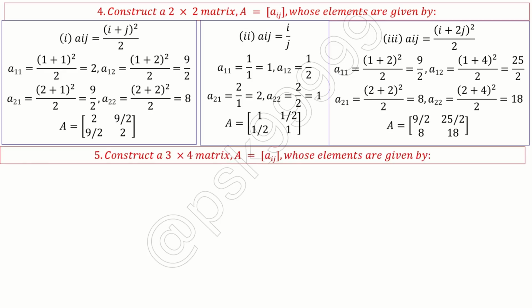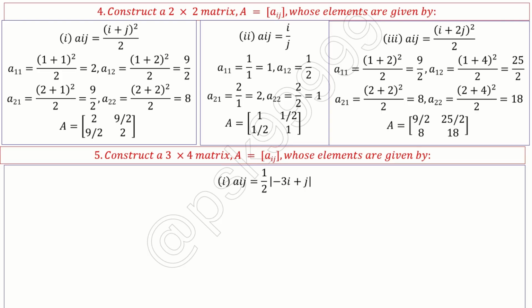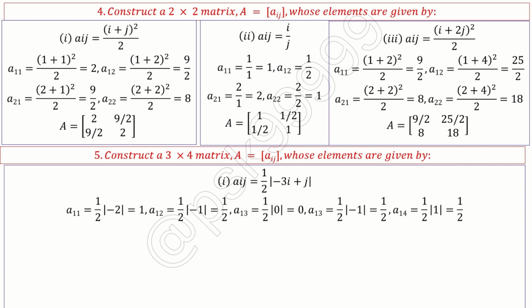Now here it is a 3 by 4 matrix. Nothing different, only the order is different, so the number of elements you will get differently. You will get 12 elements here. In each row you will get 4 elements, A11, A12, and you apply this relation here. For example, A11: if I take minus 3 into 1, which is minus 3, plus 1, which is minus 2. This is in modulus, so that is 2, 2 by 2, which is 1. Similarly you will do A12, A13, A14.